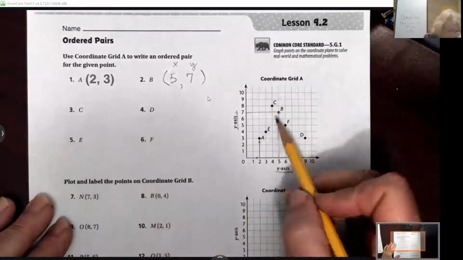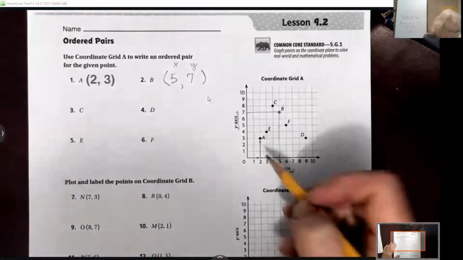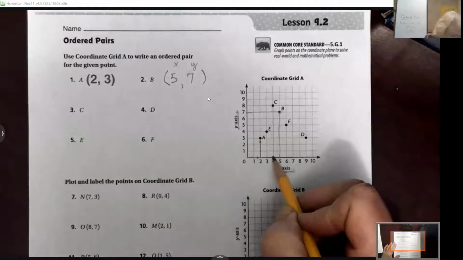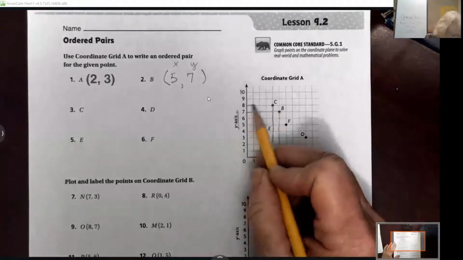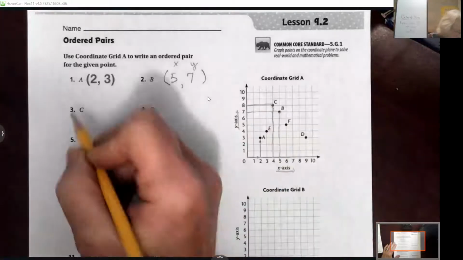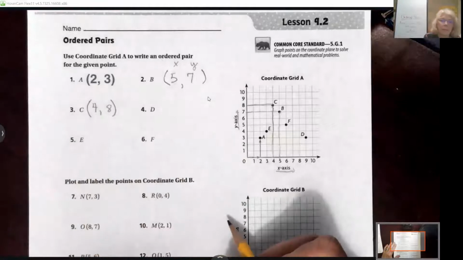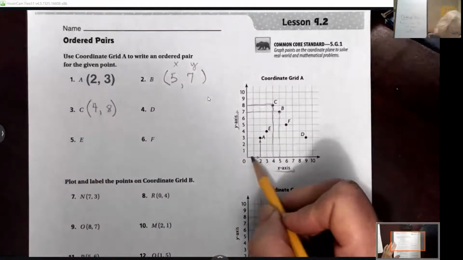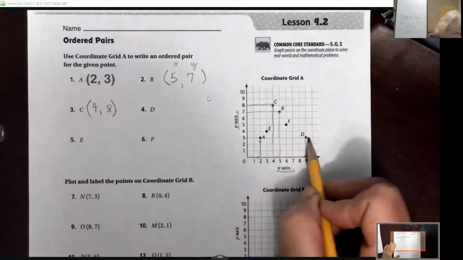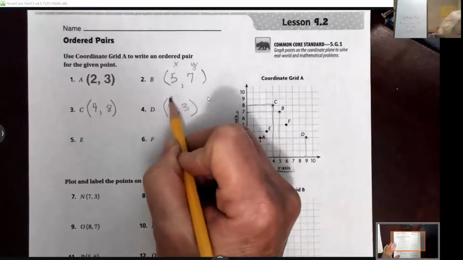Let's do C. C, again, we have to go over first, then up. So how far over did we have to go to C? Those are my 2 lines. So we go over 4, up 8. So C is 4, 8. And I'm going to do this again with D. Over 9, up 3. So 9, 3. Again, this is my X, this is my Y.